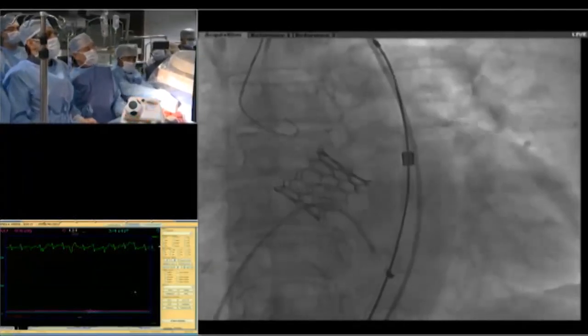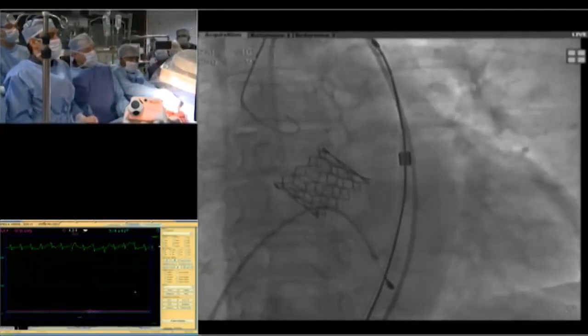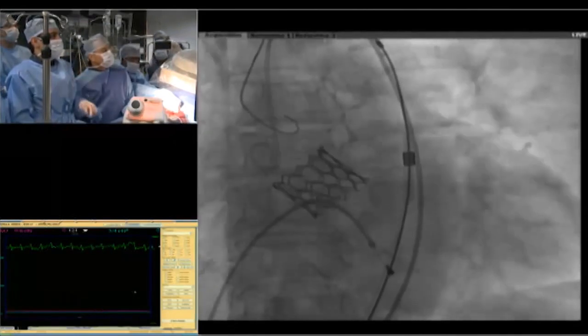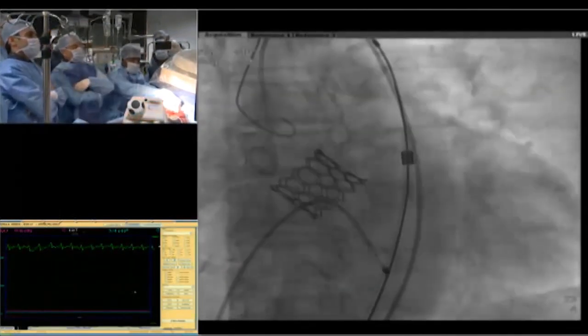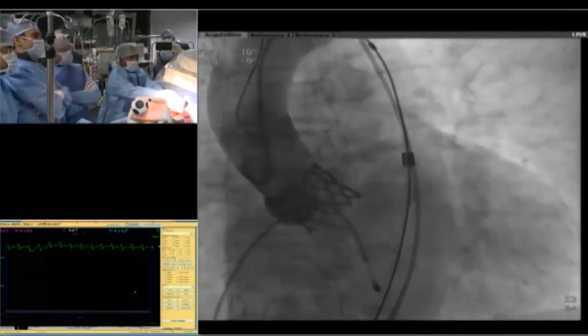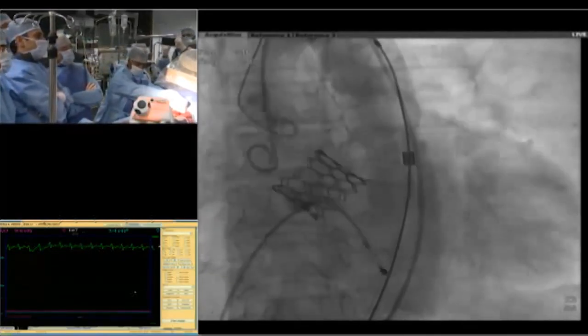1 second. Okay, let's take a picture here. Show us the LV. Inject. Inject now. That's good. Wow. I think that looks good. That's a good deployment, I believe. Very nice. Arteries are filling. Yeah. Nothing needs to be done.